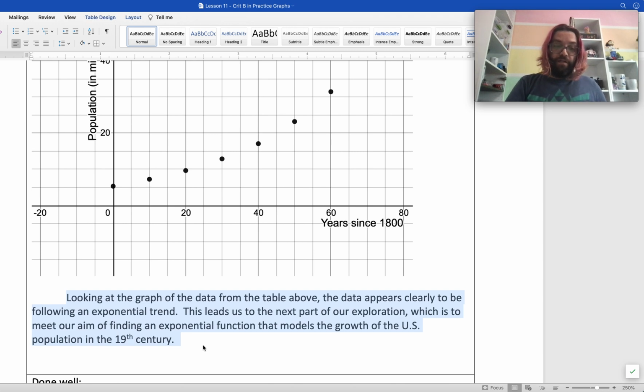Looking at the graph of the data above, the data appears clearly to be following an exponential trend. This leads us to the next part of our exploration, which is to meet our aim of finding an exponential function that models the growth of the US population in the 19th century.